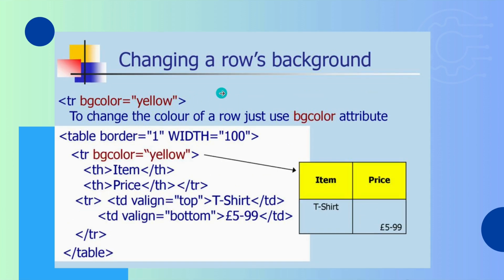Now we have changing rows background. Changing a row's background means changing the color of a row, just use the bgcolor attribute. Now we use the bgcolor attribute to change the color of the row's background. As you can see in the example, in the TR tag we have given the attribute bgcolor equal to yellow, which makes the row's background yellow in the result.